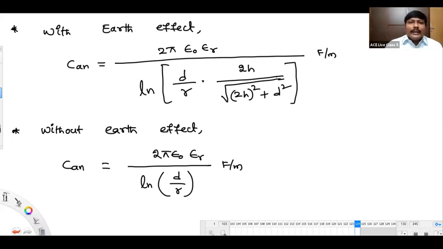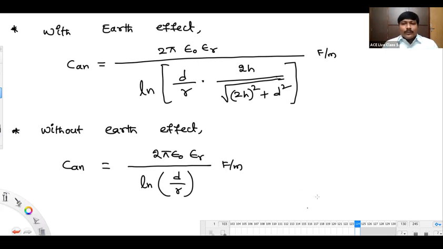And you tell me, by looking at these two equations, when is it preferable to neglect the logarithm? When can we neglect the logarithm? Anybody? If d is less, h is very, very high compared to d. Height is more, h is much more than d.